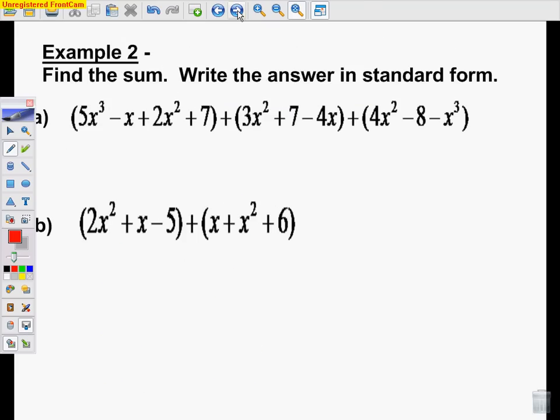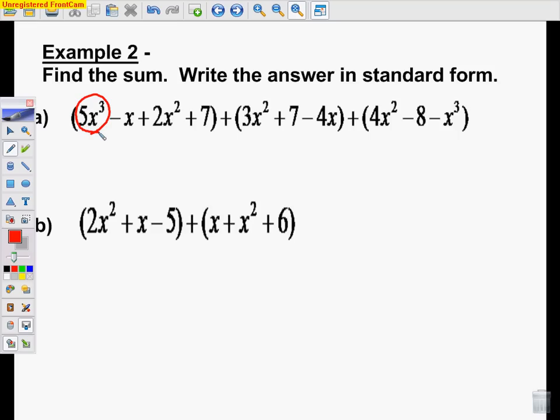Okay, moving on. Example 2. Here we're going to find the sum of the polynomial and we're going to write it in standard form. Even though it might look a little complicated, this really isn't that bad because all you're doing is adding the like terms. Okay, so let's start off with our highest exponent since we're putting it in standard form. Highest exponent that we have up here in part A is a 3.